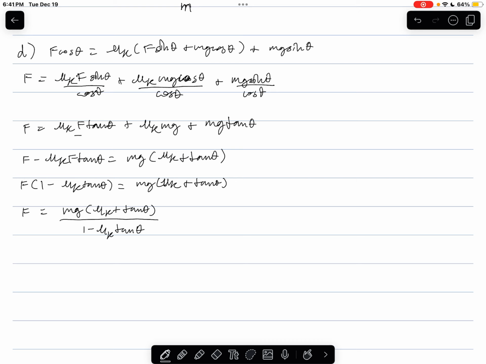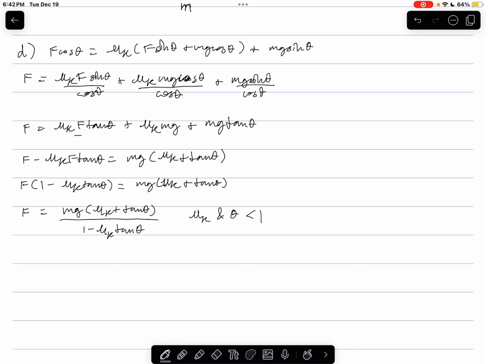And then the second part asks what relation theta and mu k have to satisfy for the solution to be physically meaningful. What I think you mean by that is that the product of mu k and tan theta has to be less than 1, because if they multiply and become greater than 1, then the force becomes negative. And you can't have a negative force, because that just doesn't make sense.